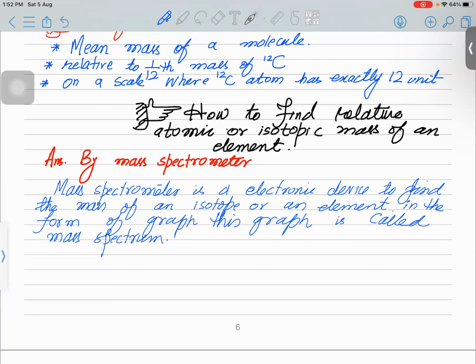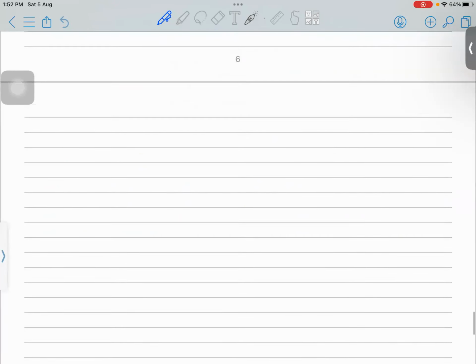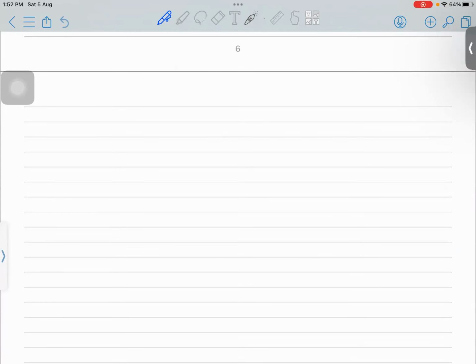Are you getting my point or not? Yes, sir. Now, okay. So look at the mass spectrum, right? Mass spectrometer, right?